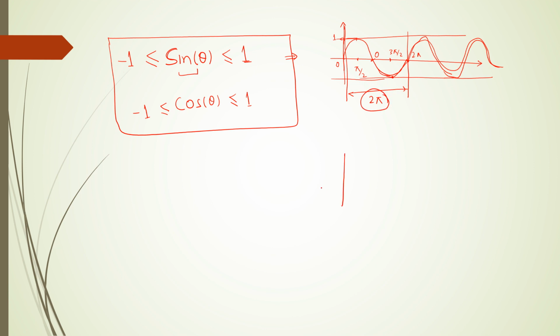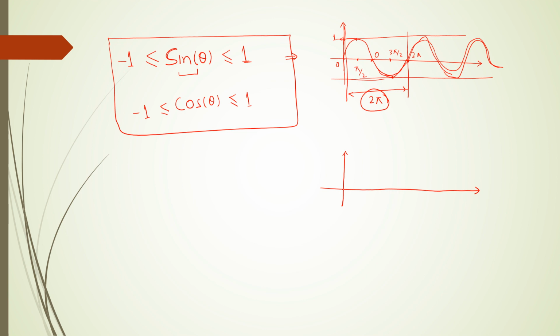In a similar fashion, cos of theta is also the same. Cos of theta starts from cos 0, whereas sine theta at 0 is 0. We know that cos of 0 is 1. Maximum and minimum we will mark first: it is minus 1 and plus 1. At real number 0 we will get 1. It will start from here, and it will go like this.